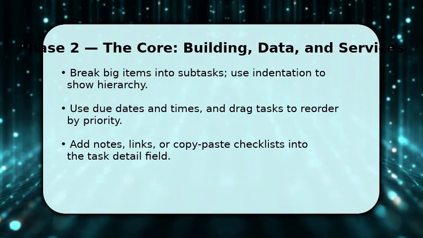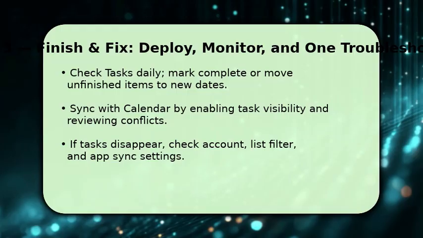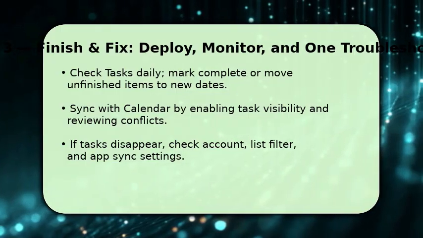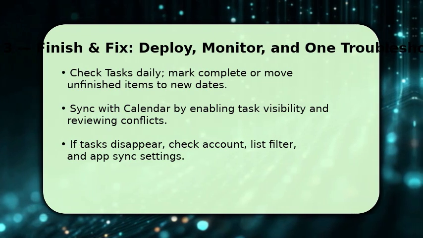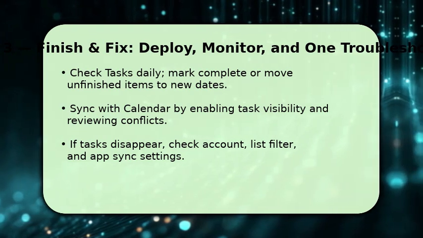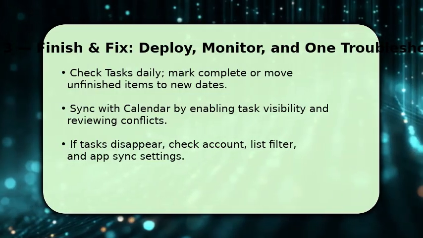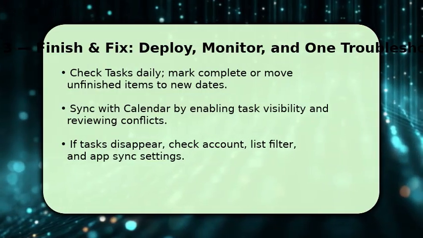You should review your list daily. Mark items complete, reschedule anything unfinished, and move high-priority tasks to the top. Once done, enable tasks in Calendar so you see deadlines alongside events and can resolve timing conflicts quickly. Make sure to archive or delete obsolete lists to reduce clutter.